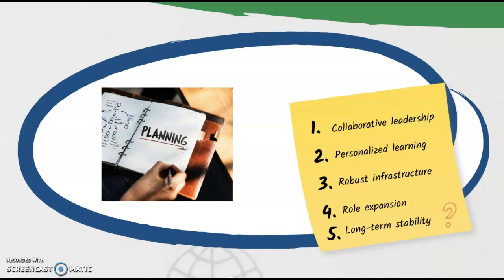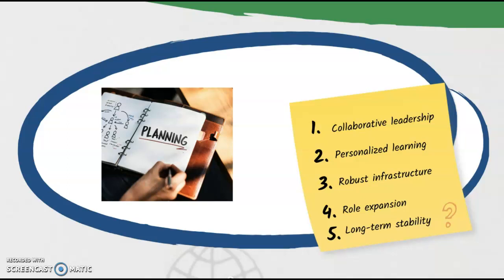The second criteria I used to evaluate was personalized learning. These leaders are there to support the teachers to make sure they have what they need to actually follow through with personalized learning. The third criteria was the robust infrastructure. This is the networks, the technology, hardware, and the devices that make this type of learning possible.